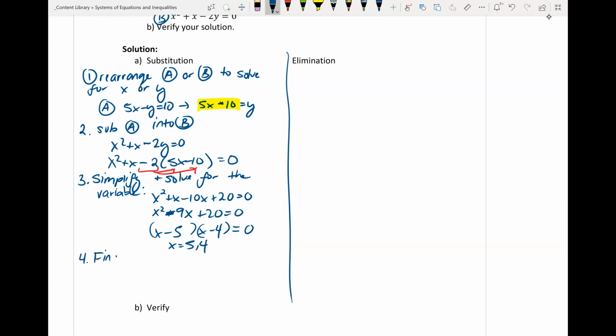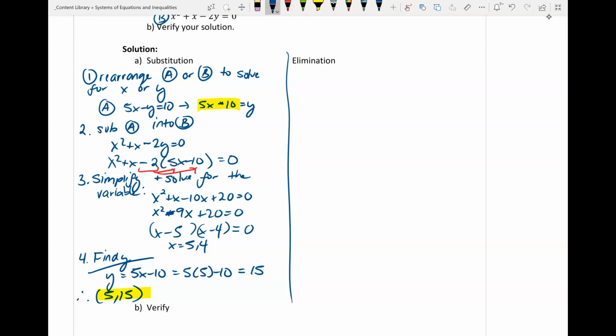Now we're going to find y. So y is equal to 5x minus 10 from our first step. I can replace this x with a 5 to find the y value, and I'll replace it again with 4 instead. So we're going to get a y value of 15 here. Therefore, we have one answer where x value is 5 and our y value is 15.